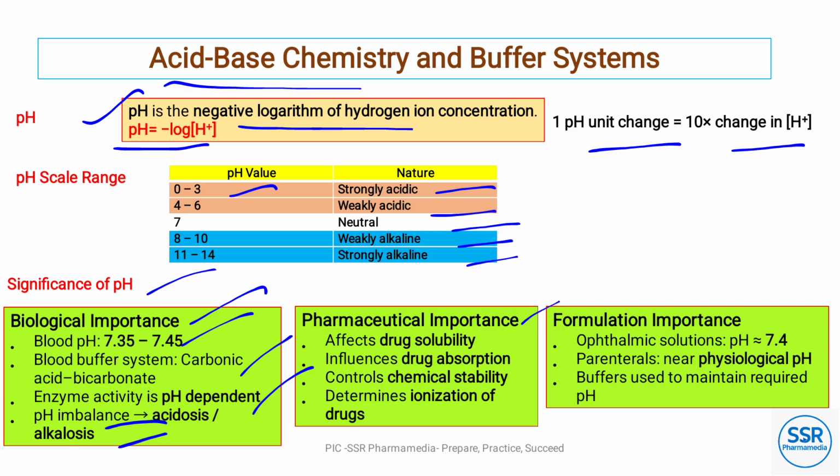And the pharmaceutical importance is that it affects drug stability. Any difference in pH affects drug solubility, influences drug absorption, controls chemical stability, and determines ionization of drugs. From the formulation point of view, it is very important. In ophthalmic solution, pH is 7.4, and parenterals are nearly physiological pH, and buffers are used to maintain the required pH.